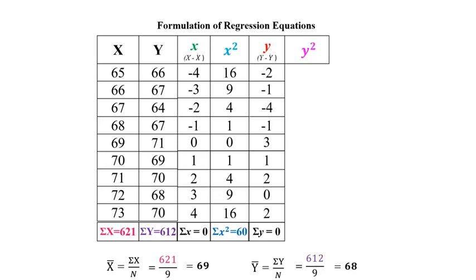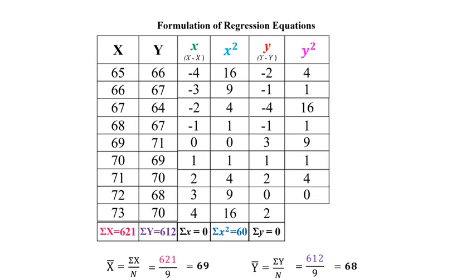Next y square. Minus 2 square 4, 1 square 1, minus 4 square 16, minus 1 square again 1, 3 square 9, 1 square 1, 2 square 4, 0 square 0, 2 square 4. So total of these values, summation y square equals 40.